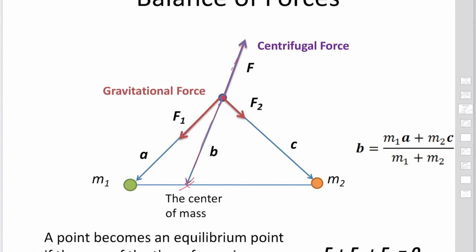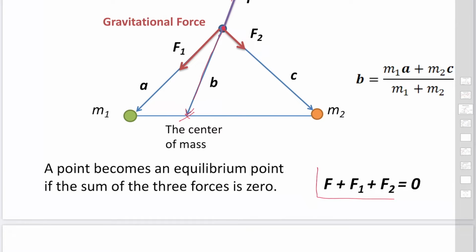So the 3 forces are F, F sub 1 and F sub 2, and the sum becomes 0. This F sub 1 and F sub 2 are gravitational forces, and F is the centrifugal force. If the 3 forces sum to 0, this point becomes an equilibrium point. We don't consider the Coriolis force because the Coriolis force is only effective when the particle is moving. But at this equilibrium point, there is no motion. So the Coriolis force becomes automatically 0.